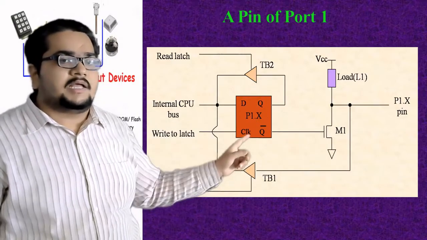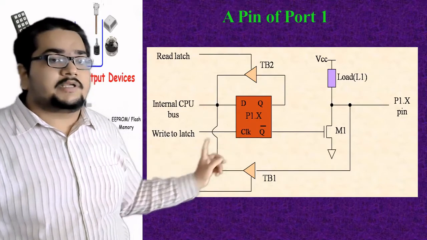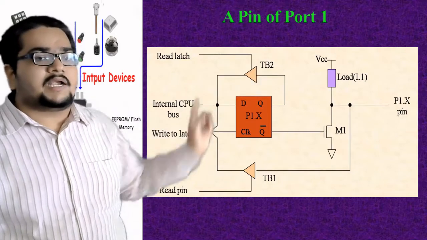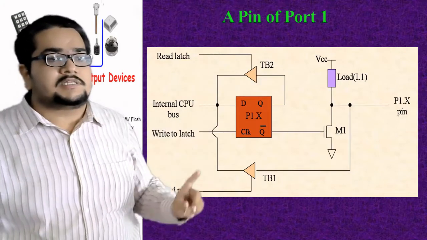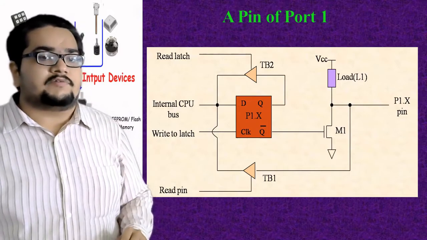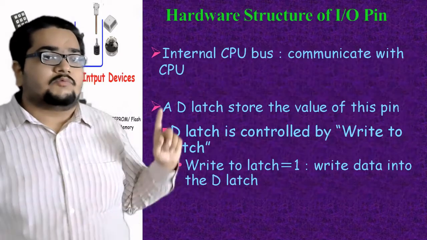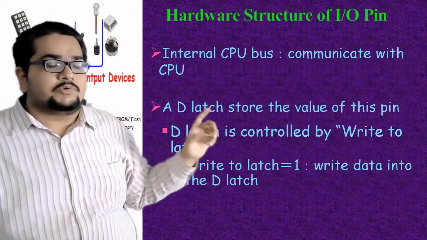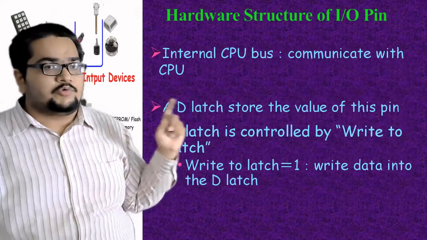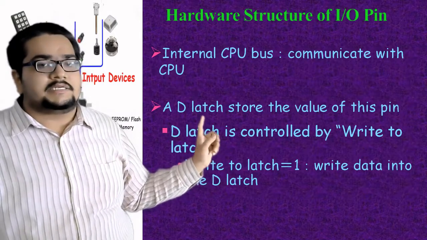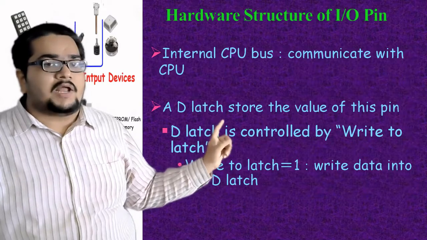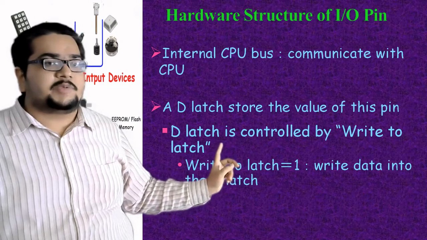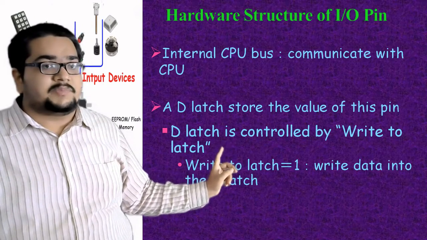Two tri-state buffers and a D latch. The D latch clock is driven by the write to latch signal, and tri-state buffers 1 and 2 are driven by the read pin and read latch signals coming from the processing unit of the 8051. So what is the job of each part? The internal CPU bus communicates with the CPU. It provides the data communication between the CPU and that particular pin. The D-latch is used to store the value for that pin. It is controlled by the write to latch signal, because that signal becomes the clock to the D-latch, as we saw earlier in the diagram.